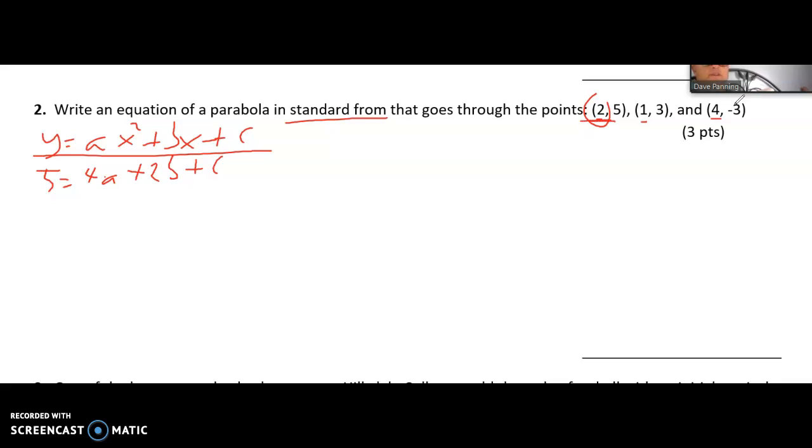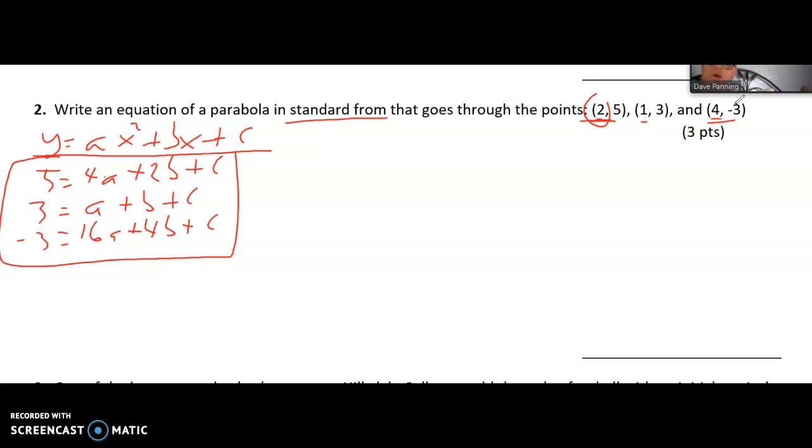That's the first point. Then if I go to the second point, the y value is 3, and that's going to be equal to a times 1 squared, which is just a, plus b times 1, which is just b, plus c. Then if I go to the last equation, -3 is the y value, and the x value is 4, so it's going to be a times 4 squared. Well, that's 16a, plus b times x, well, that's 4 times b, plus c. And so now we have this system of equations.